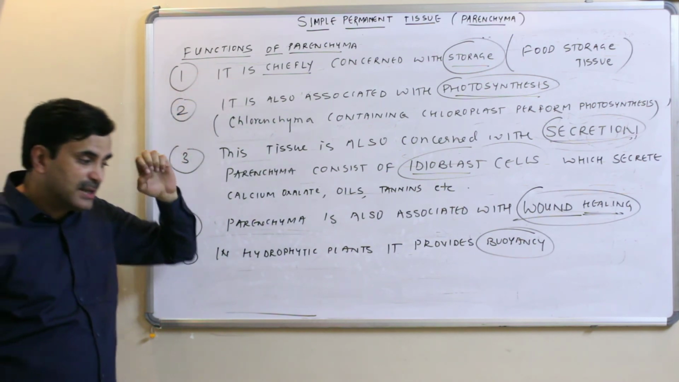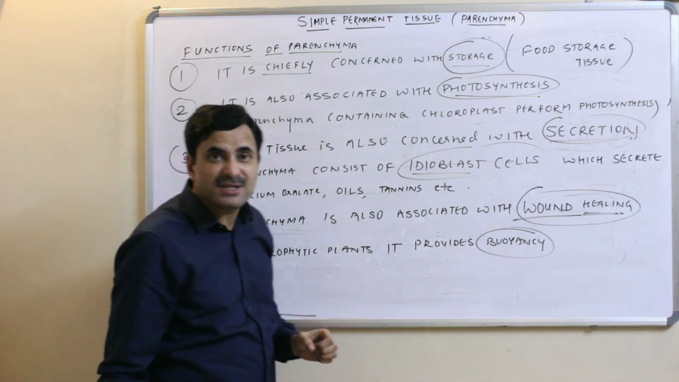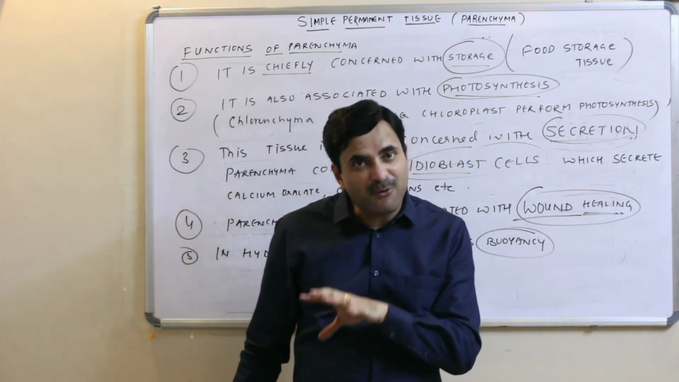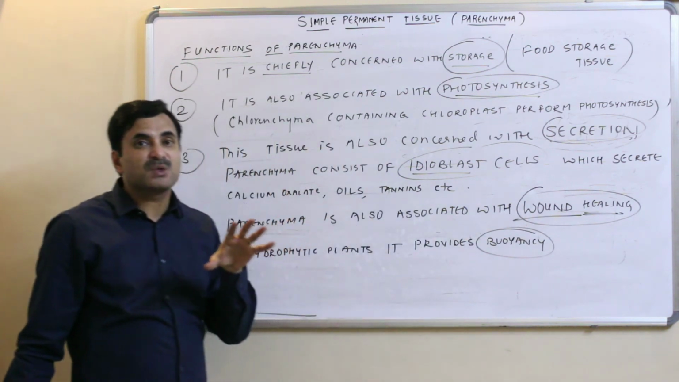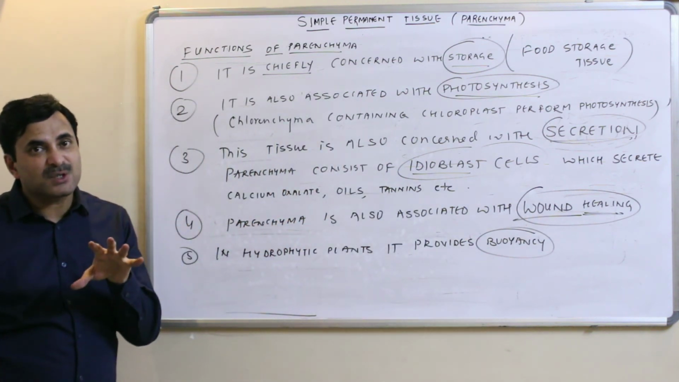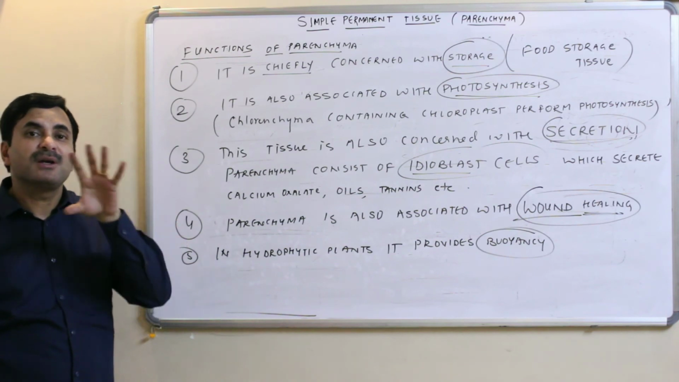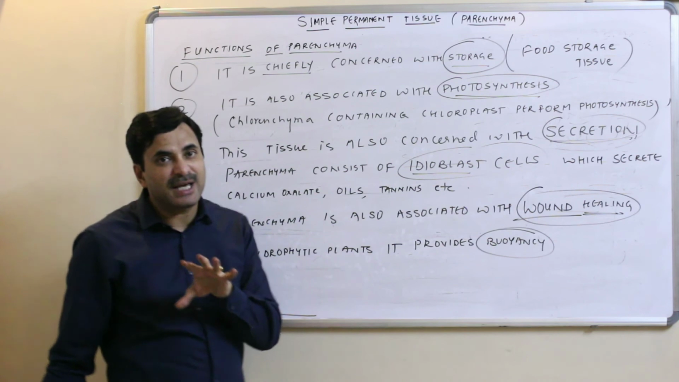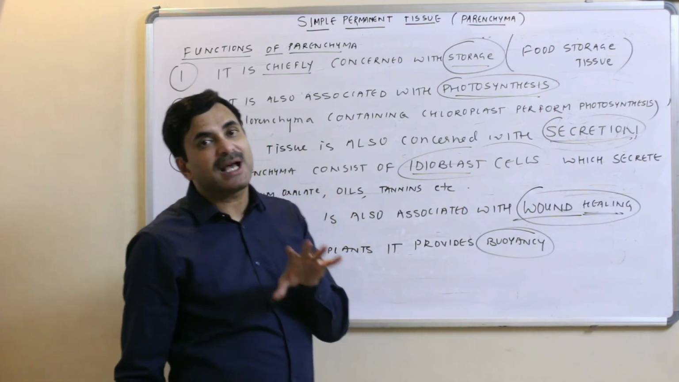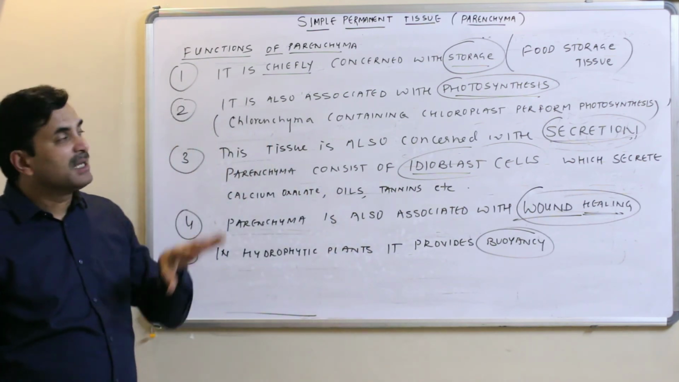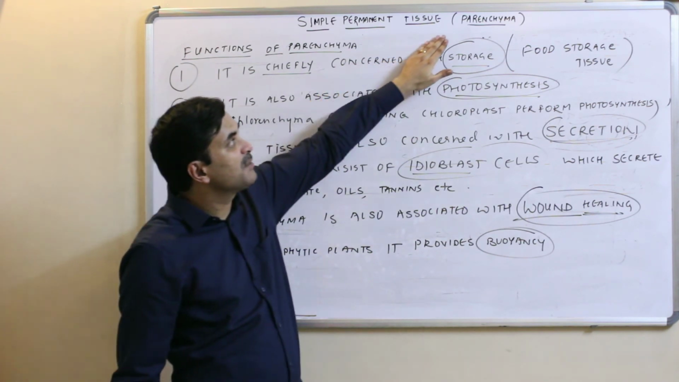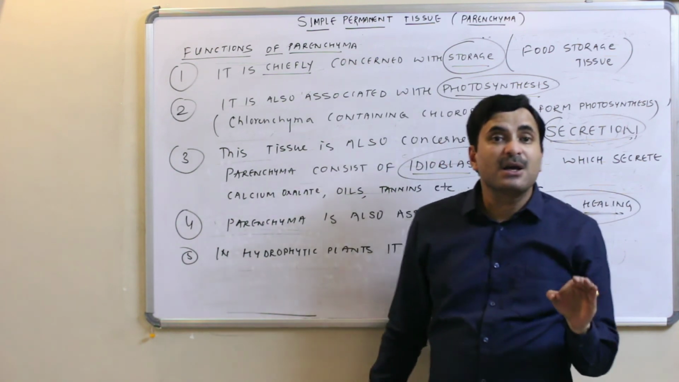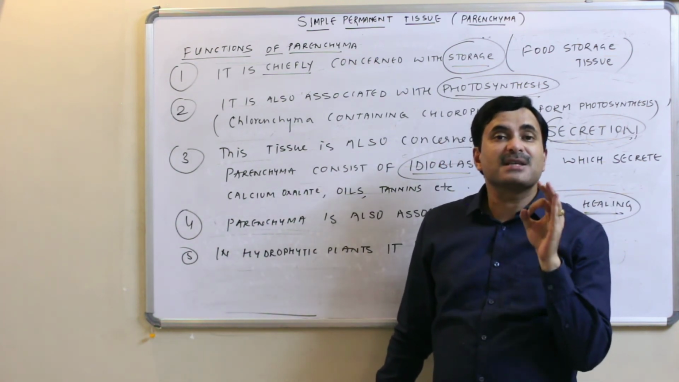Alright. So in today's video we have discussed what is permanent tissue, how this permanent tissue is formed, and how many types of the permanent tissues are there. So we have discussed simple permanent tissue and complex permanent tissue. Simple permanent tissue was again of three types: parenchyma, collenchyma and sclerenchyma. In this video we have discussed parenchyma. So in the next upcoming videos I will be discussing the collenchyma as well as the sclerenchyma.